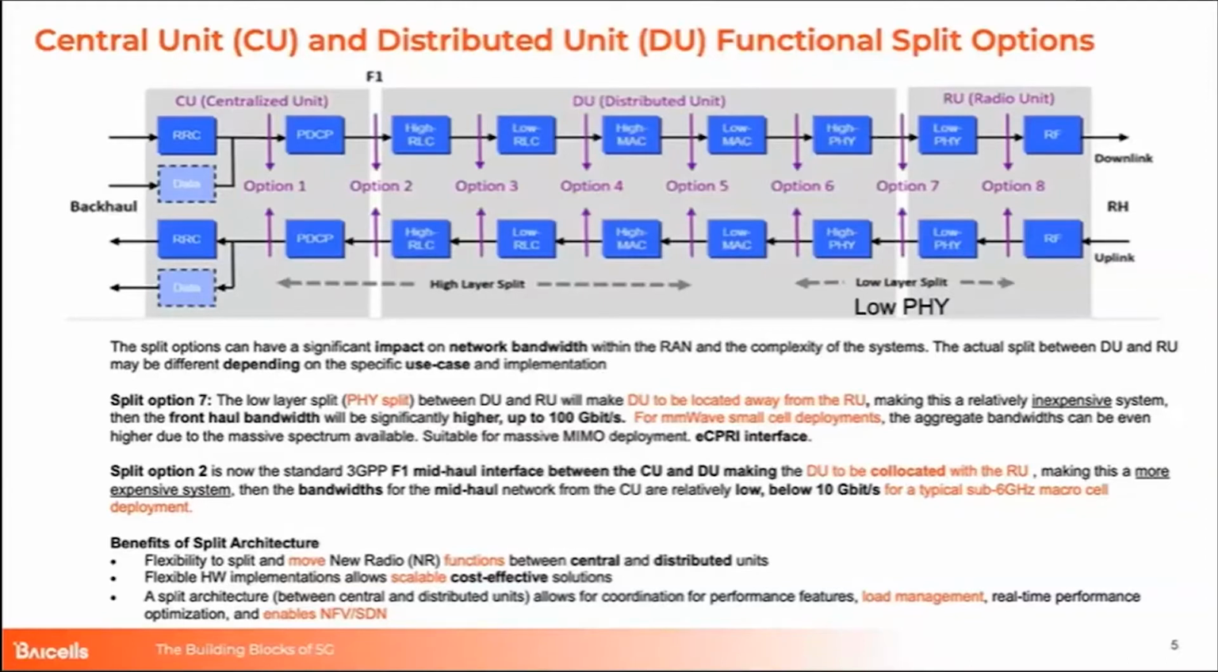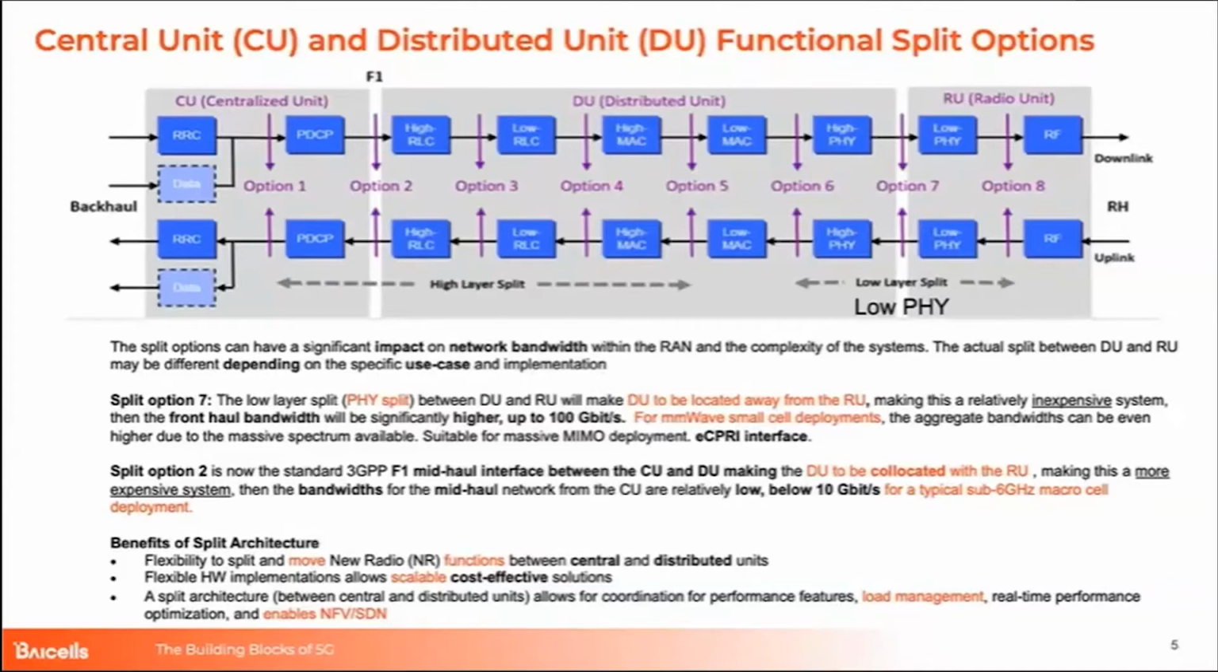So this split is the most popular split, and it's inexpensive. And one of its advantages, you get higher throughput in the fronthaul. So this is the fronthaul between the RU and the DU. It's called fronthaul, and the throughputs will be up to 100 gigabits per second.